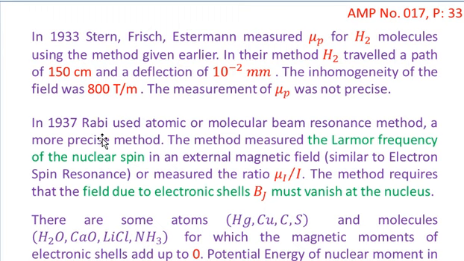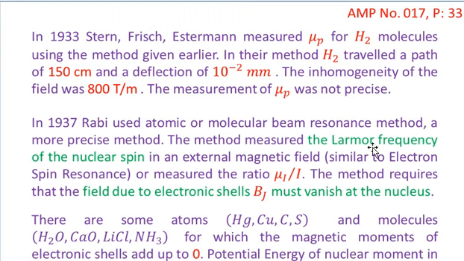In 1937, Rabi used the atomic or molecular beam resonance method, a more precise method. You know that we have discussed the electronic resonance method in one of the previous lectures. Here we shall be talking about the nuclear resonance method. The method measured the Larmor frequency of the nuclear spin in an external magnetic field, similar to the electron spin resonance. So you see that this method involves the nuclear spin Larmor frequency.